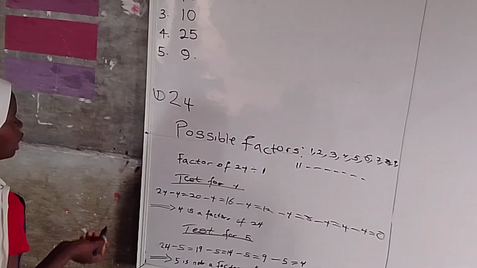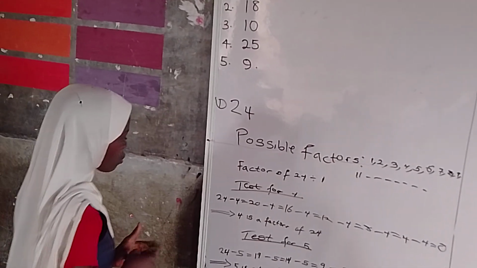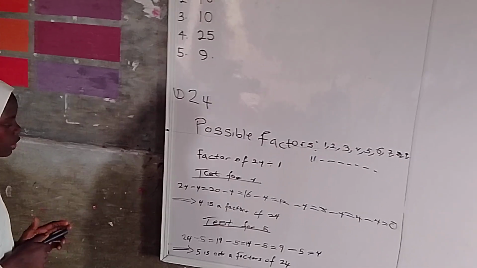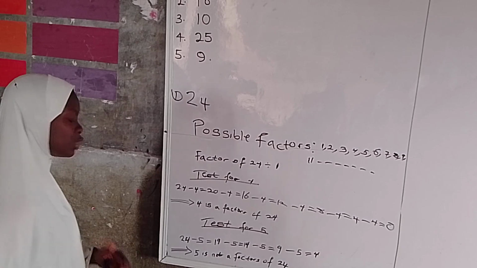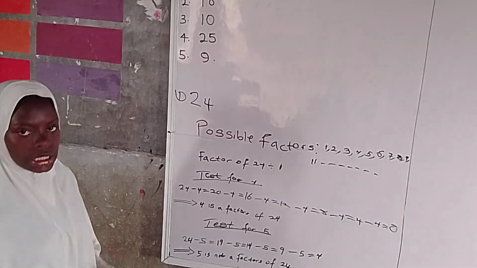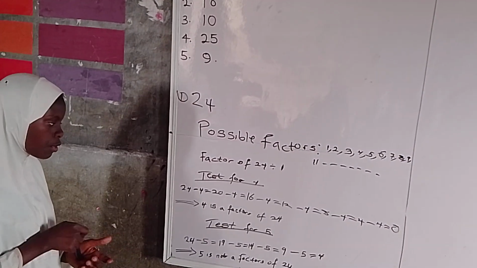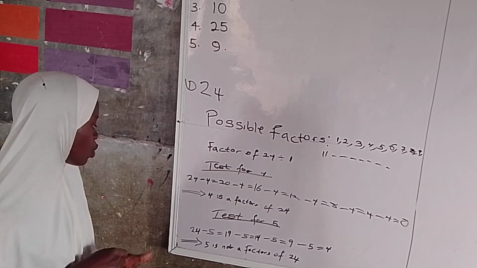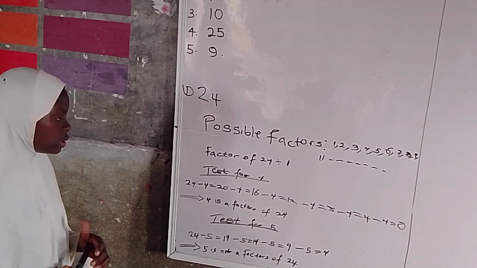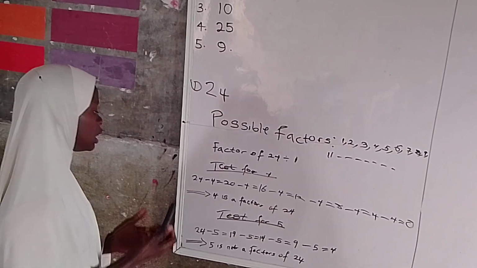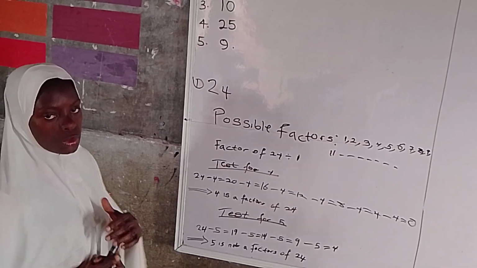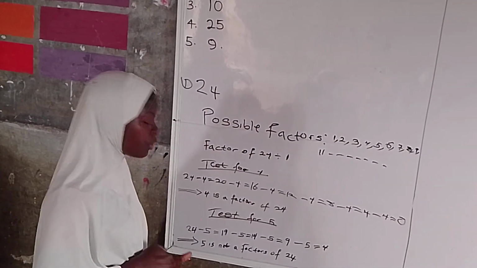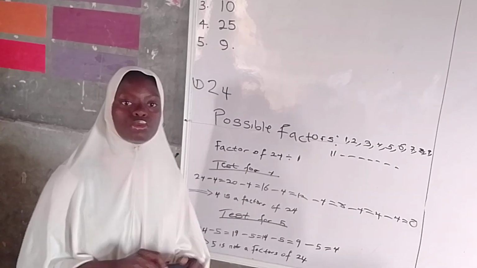Let me explain how it gives us this. Because 4 can go into 24, it will give us 0, while 5 cannot go into 24, it will not give us 0, it gives us 4. So thank you.